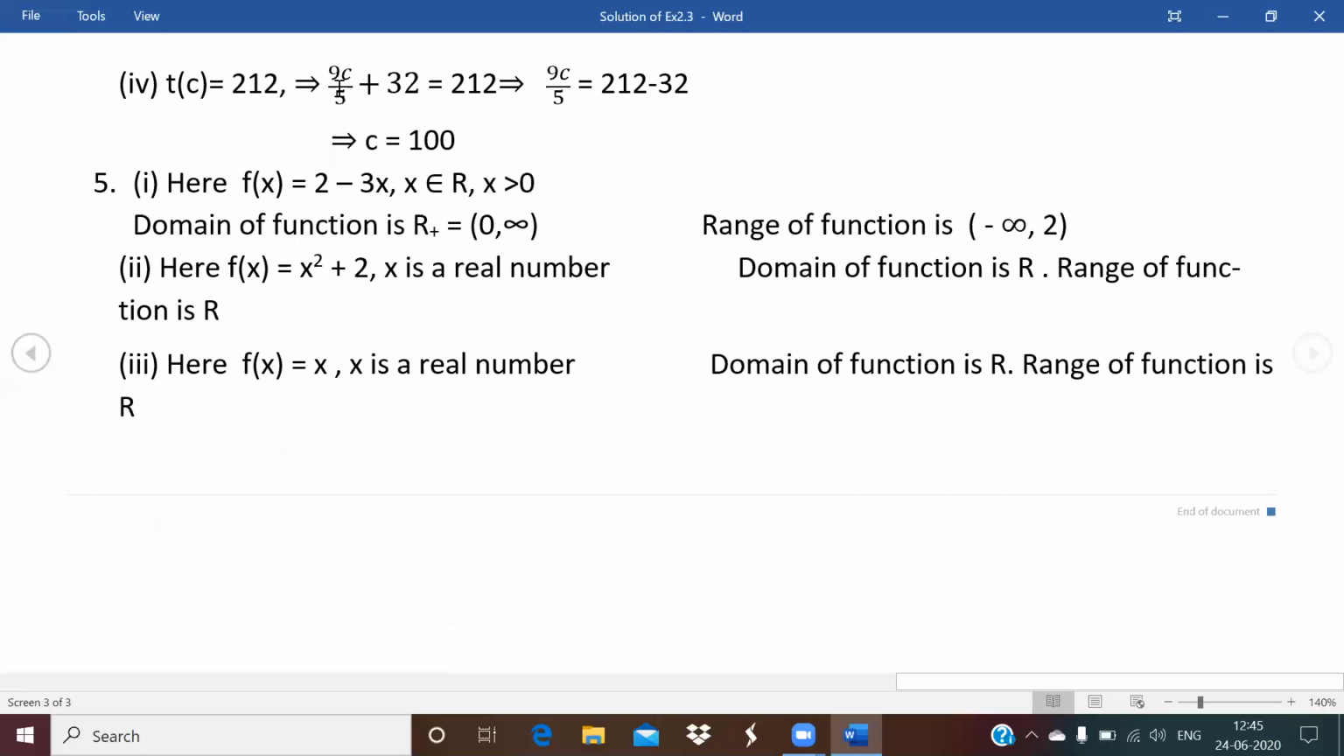In the fourth part, what is given to you is that the value of the function is 212, means the function 9c by 5 plus 32 is 212. And by simplifying it, we get the value of c, which is 100.